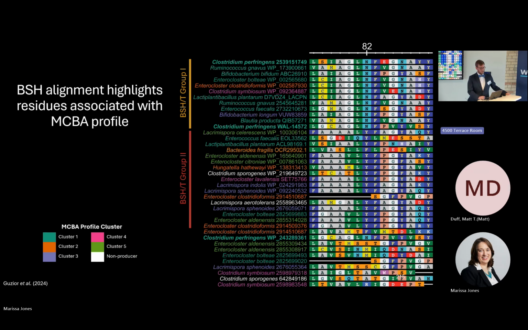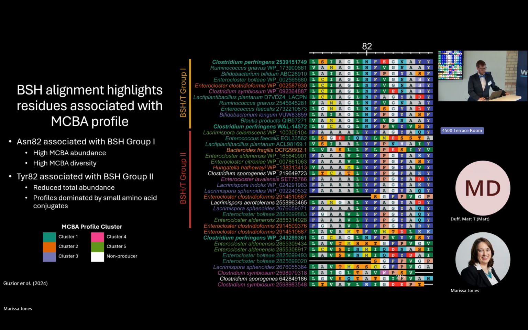And then looking even further at the actual amino acid sequence, we were able to identify an asparagine at position 82, where for our high producer BSH group, that cluster 1, that was an asparagine, but for the second best producers in group 2, it was instead a tyrosine. Again, asparagine 82 is associated with high MCBA abundance and high diversity, with tyrosine as low abundance and an increase in small amino acid use.